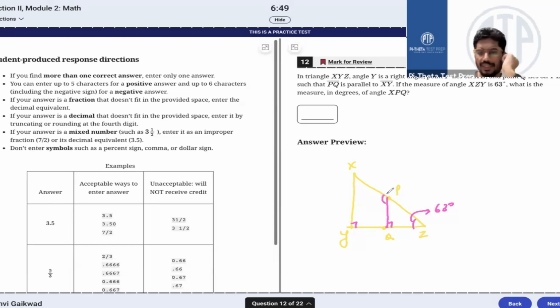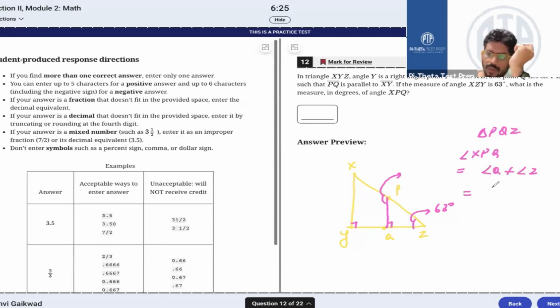Now this angle is basically the external angle to the triangle PQZ. The external angle theorem tells me that angle XPQ is the sum of the opposite interior angles of this triangle. For which triangle? Triangle PQZ. So the opposite interior angles mean angle Q plus angle Z. Angle Q is 90 and angle Z is 63. That makes it 153. A very simple way. We are using the exterior angle property here.